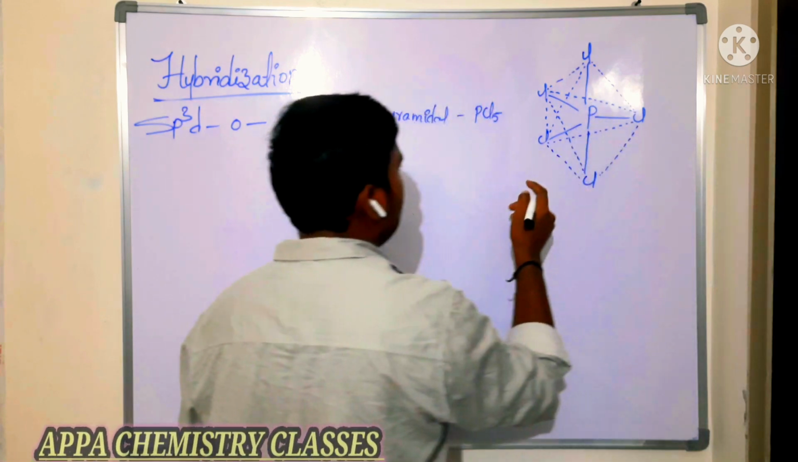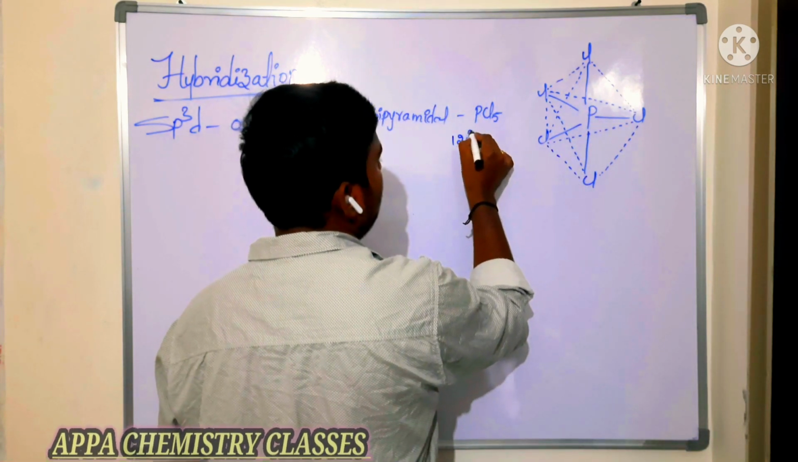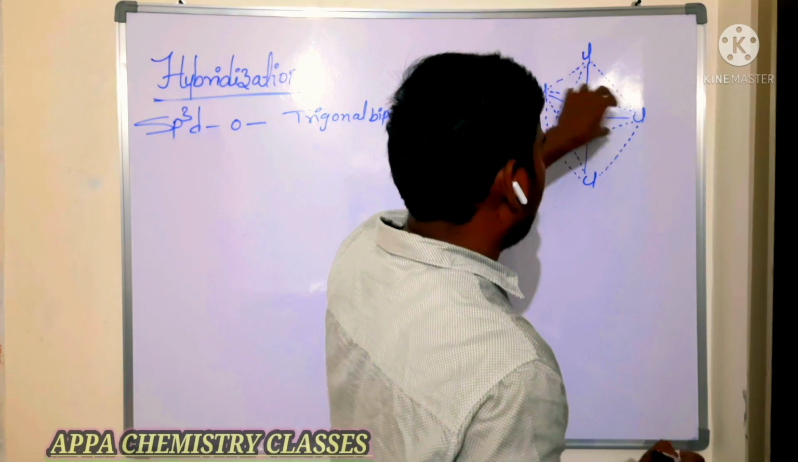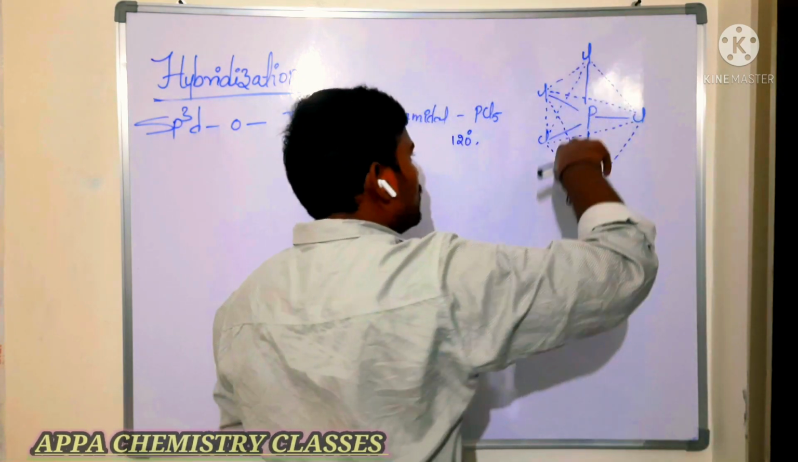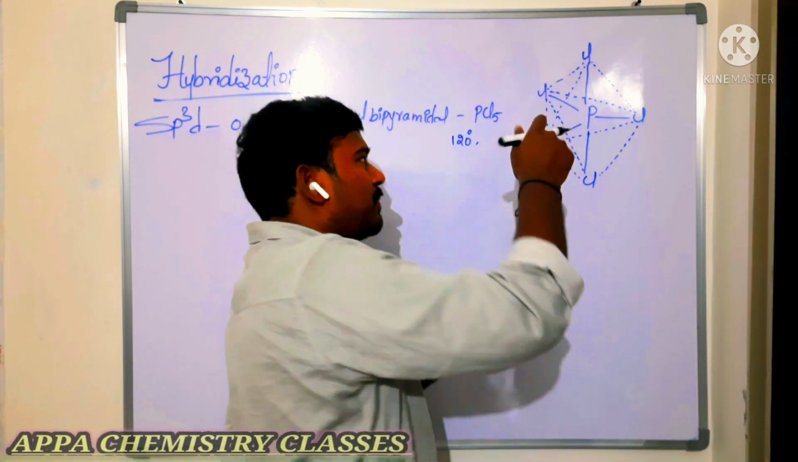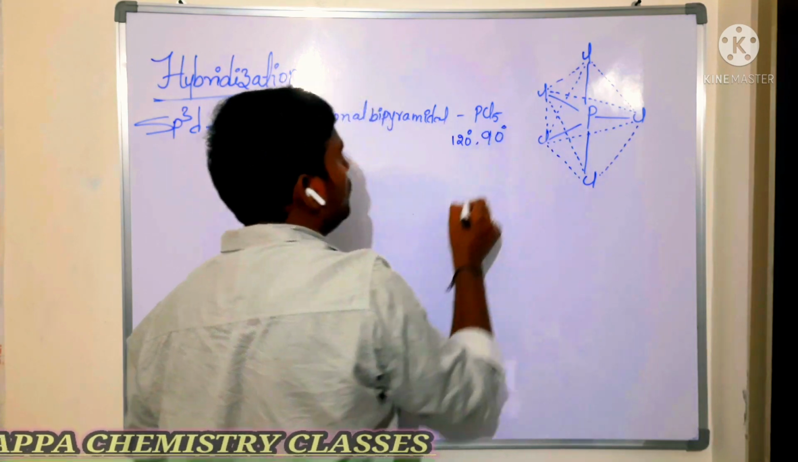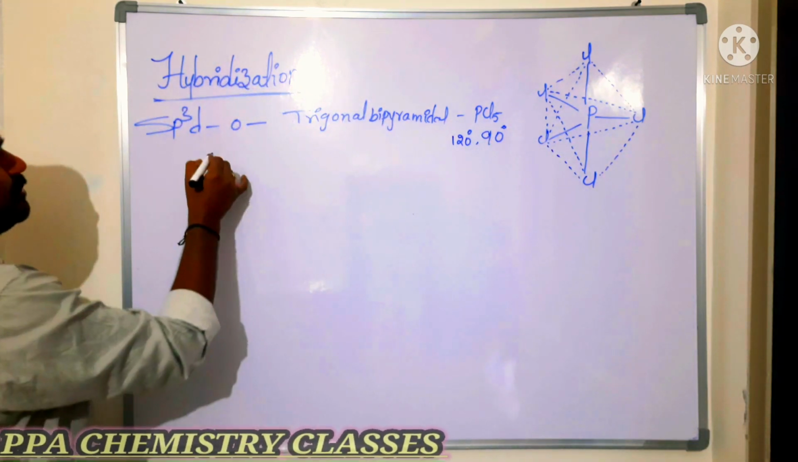Now what is the bond angle? Two types of bond angles are possible. Here 120 degrees. In trigonal planar 120 degrees. So to the trigonal planar these are perpendicular, so 90 degrees. Two types of bond angles are possible in case of sp3d.